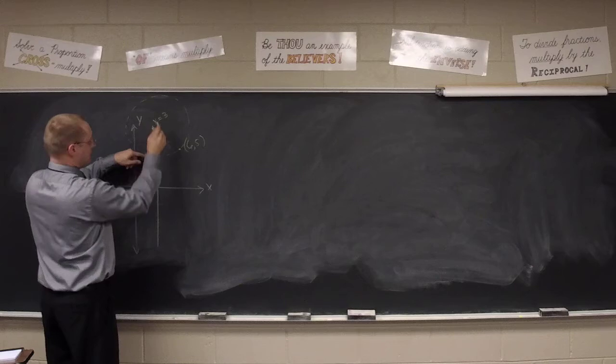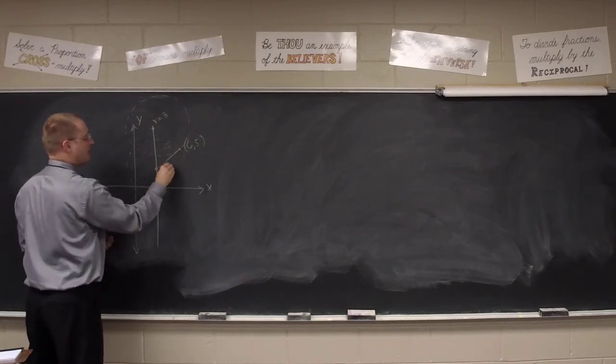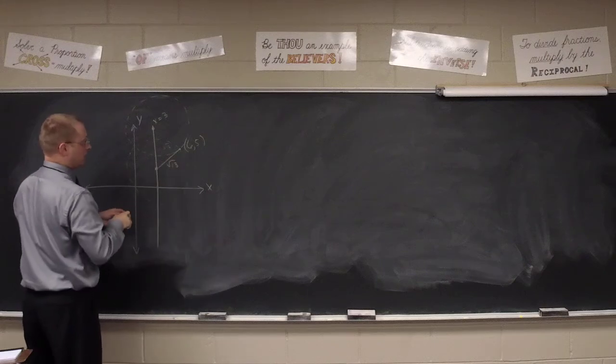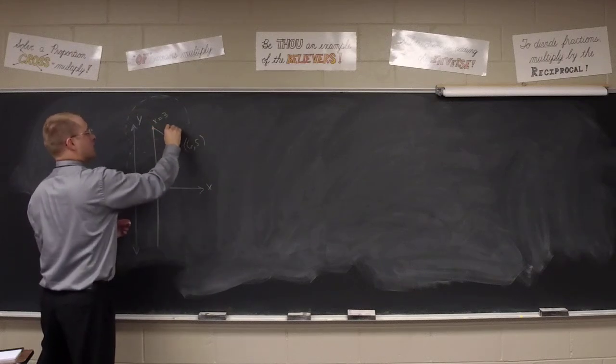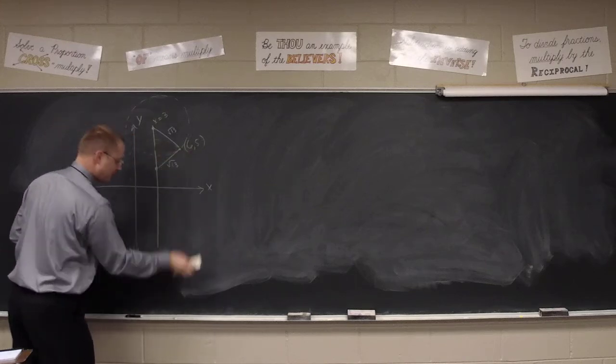Do you see there's two different circles that could have their center? One of the centers might be here. The other of the centers might be something like here. Either way, the radius is square root of 13. The question is, what's the center?